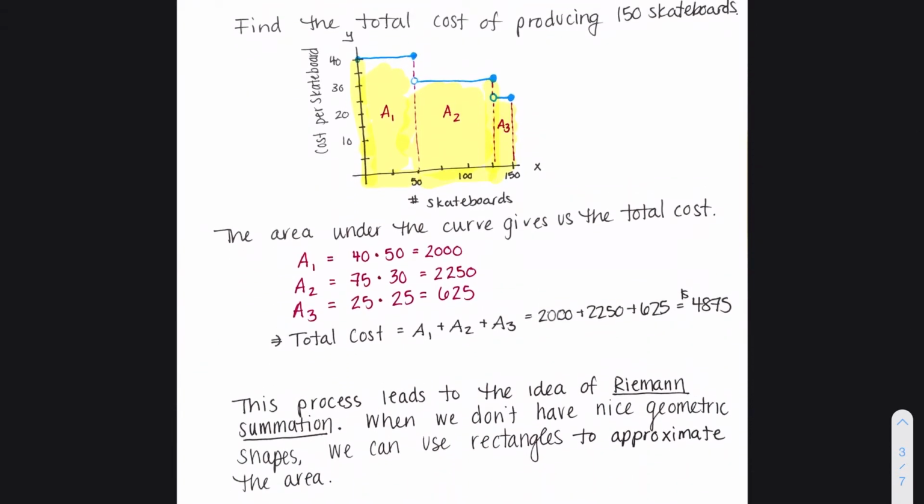So it's just named after a mathematician whose last name was Riemann. So when you don't have a nice geometric shape, you can't do this process.